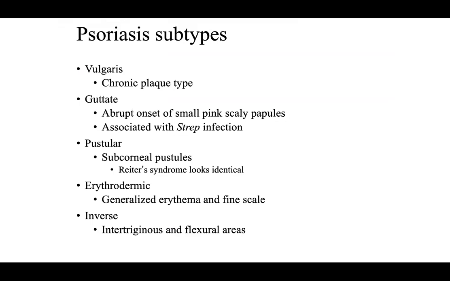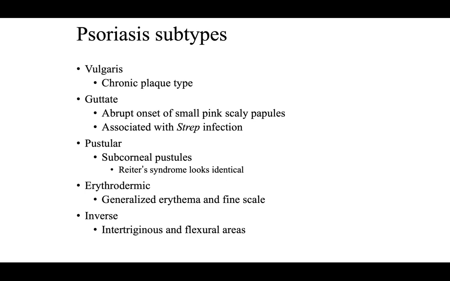What are the different subtypes of psoriasis? You should know that there are major subtypes of psoriasis. There can definitely be some overlap clinically, but the classic is psoriasis vulgaris. It's a chronic plaque-type psoriasis. You can also have guttate psoriasis, which is an abrupt onset of small pink scaly papules, and it's associated with strep infection more often than not. You see it in young patients after strep infection.